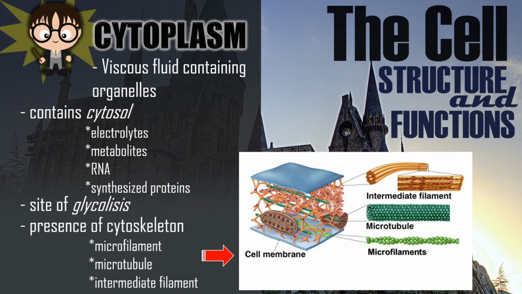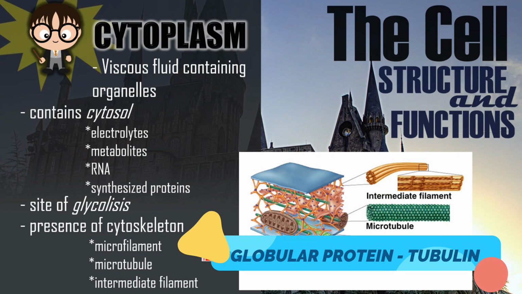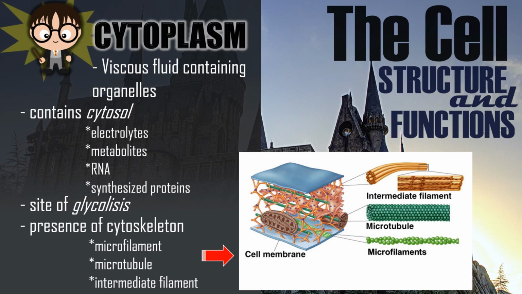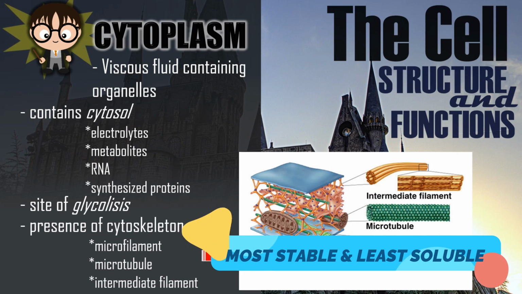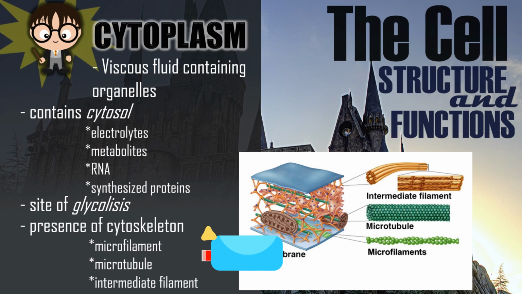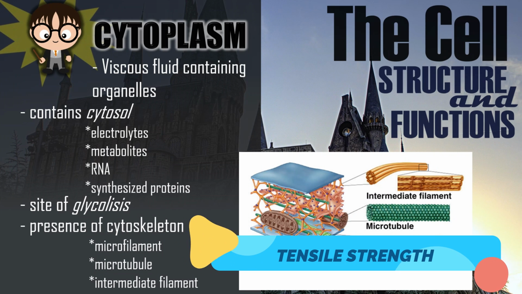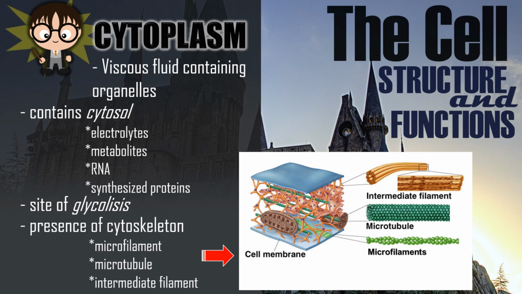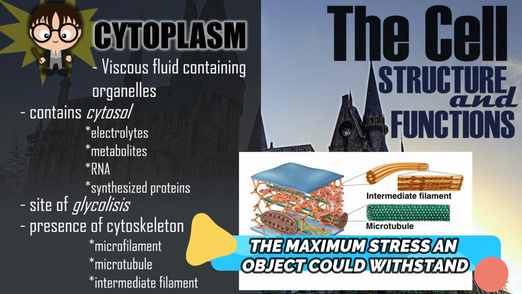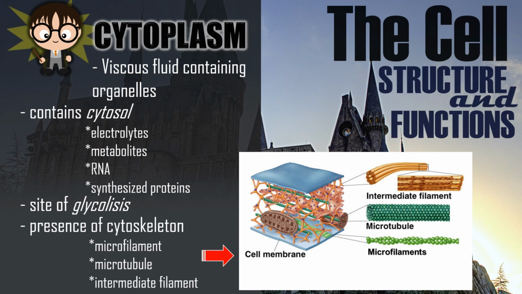the actin, while the microtubule has a diameter of about 25 nanometers and is composed of globular protein called the tubulin. The microtubule helps form the shape of the cell, as well as track the movement of the organelles. The intermediate filament is about 10 nanometers in diameter and is the most stable and least soluble constituent of the cytoskeleton. The intermediate filament provides tensile strength in the cell, and tensile strength means the maximum stress that an object can withstand before it breaks.